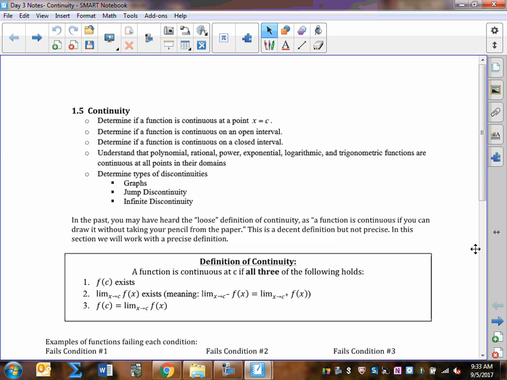But the actual definition, you can see here, and you've probably seen this, is that your left hand and right hand limit must exist. They must equal each other, which means the overall limit has to exist. And the function value has to be defined at the point in question. And whatever that value is must equal the overall limit.